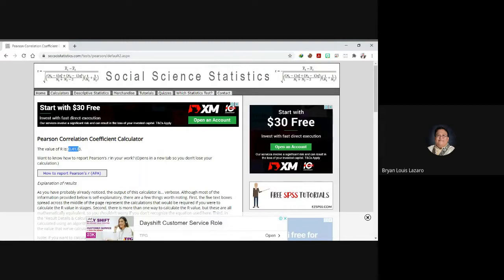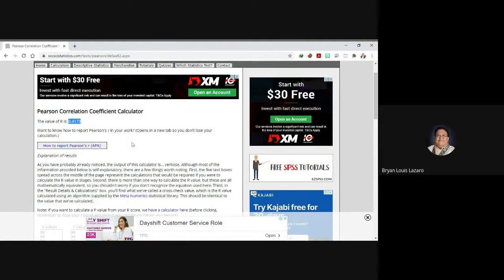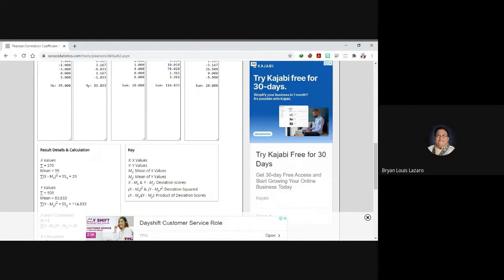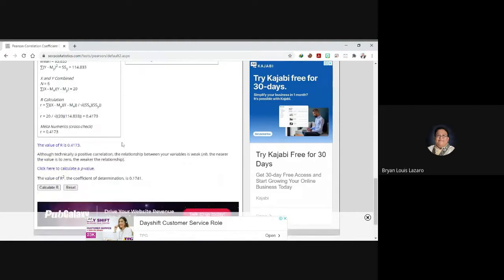Yung 0.4173. Ngayon, kailangan nyo tong graph na to, ha? Kailangan tong graph na to. Ang tawag dito ay scatter plot. Okay? So ngayon, ayan, your value of R is 0.4173. Ito yung maganda sa calculator na ito. Meron na itong interpretation na nakalagay dito.